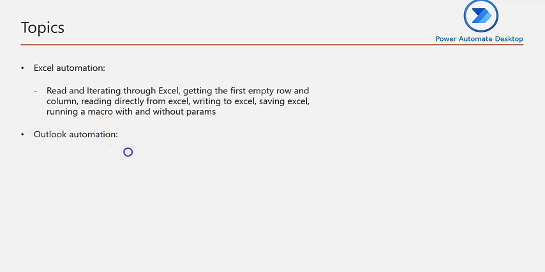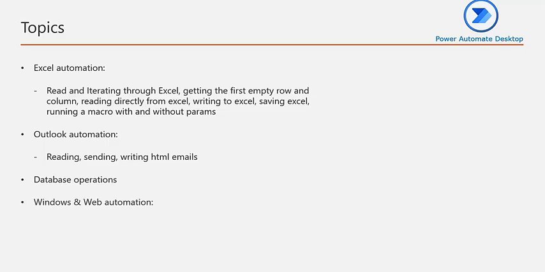Obviously, the second widely used application in any RPA use case is Outlook. So we'll be seeing reading, sending and writing of HTML emails, not just plain emails, HTML emails also. Database is another thing used. So database operations, firing SQL queries, and then Windows and web automation.